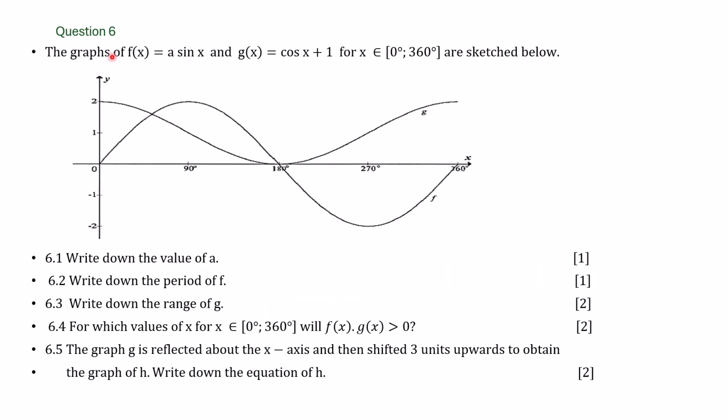If you look here, it was question 6, generally question 6, in other papers question 5, sometimes question 4, but generally, as I say, question 6. The question says the graph of f(x) = a sin x and g(x) = cos x + 1 for x element of 0 to 360 is sketched below. When you say 0 to 360, you see it starts at 0 and the graph ends at 360. The small f, so this graph here is my sine graph.